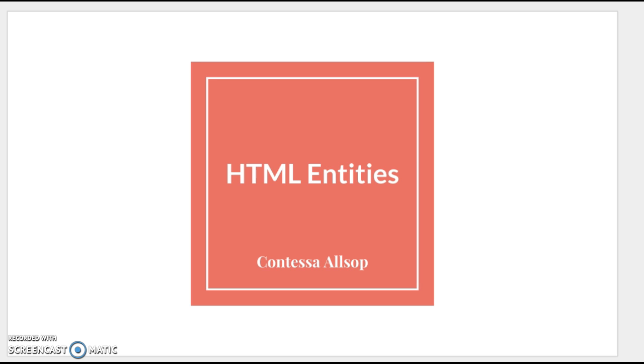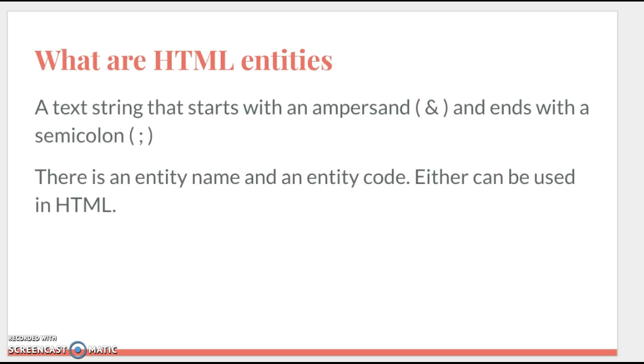I know we've been introduced to this just recently this past week, and I'll just be going more in depth about it so it makes a little bit more sense. But what are HTML entities? It's a text string that starts with an ampersand and ends with a semicolon. And they're essentially symbols. So there is an entity name and an entity code, and either can be used in HTML. And I'll show you examples of the difference between a name and a code.